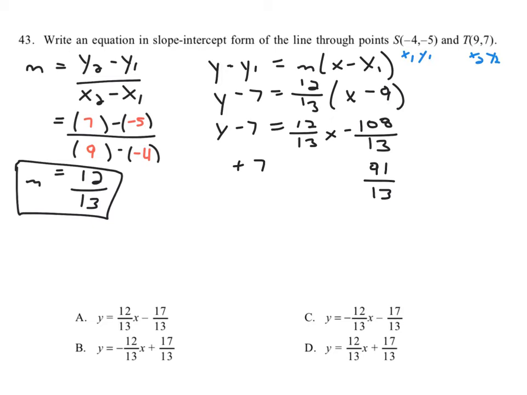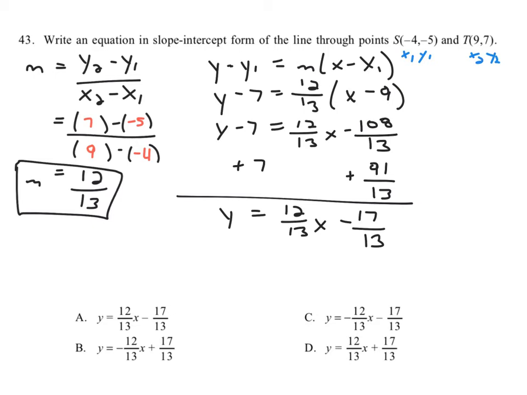So if I add that, that's essentially adding 7 to both sides. But that makes it a lot easier for me to add what we have over on this right-hand side here, because we need to have common denominators to be able to add them. So we say then 12 over 13x. And so then really what I'm doing is I'm saying what's negative 108 plus 91. Negative 108 plus 91 works out to be negative 17. So negative 17 over 13.